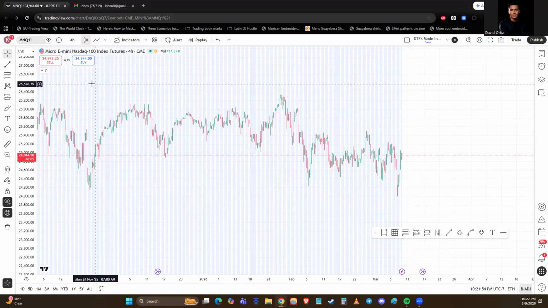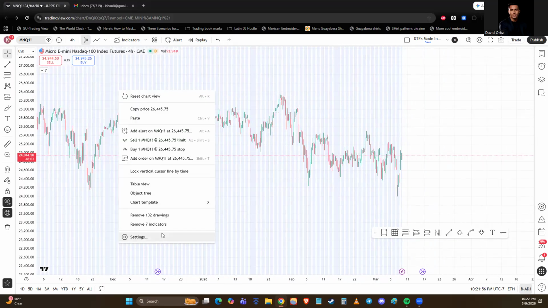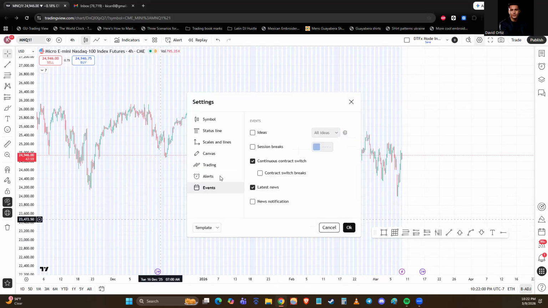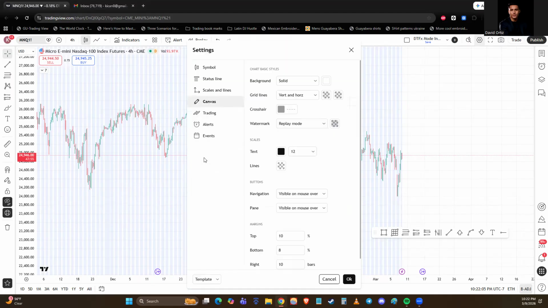The only thing left that I want to take off the chart, I just want to get rid of the continuous contract trading canvas.